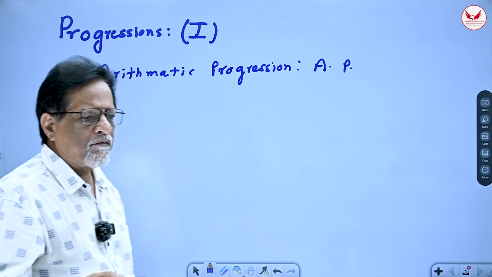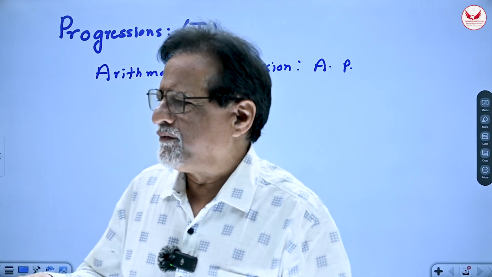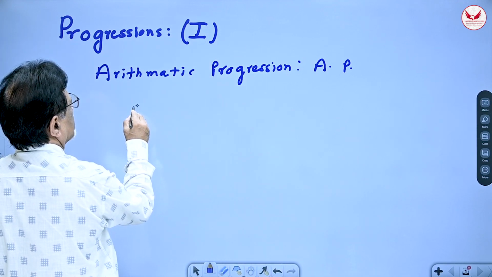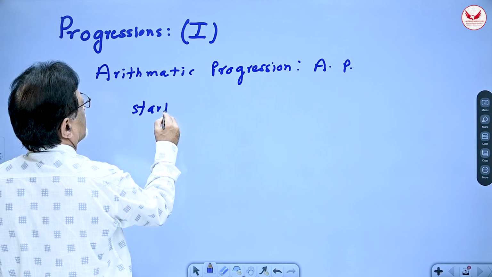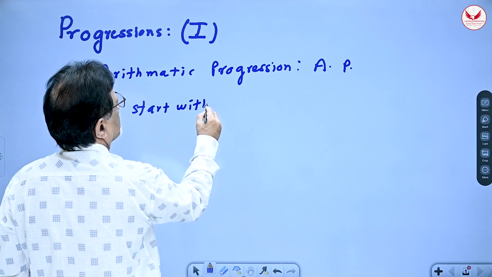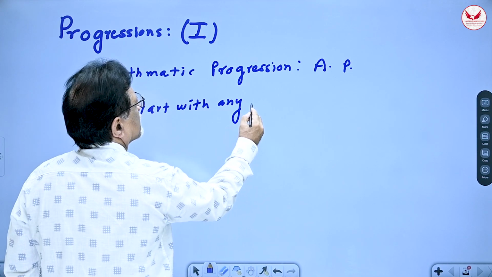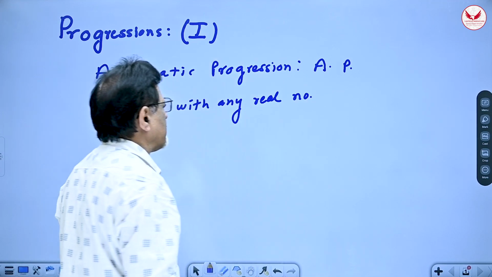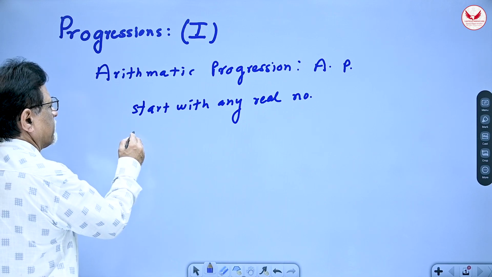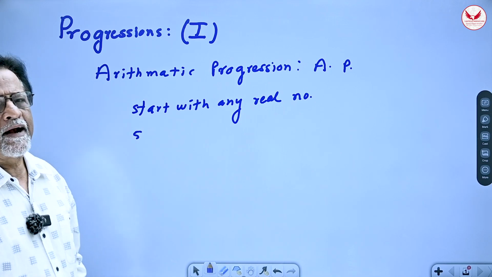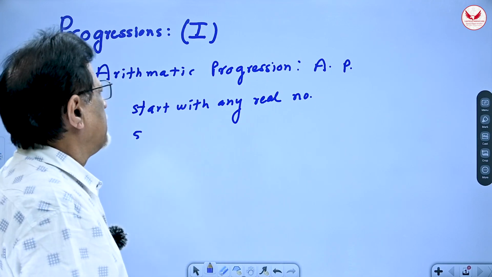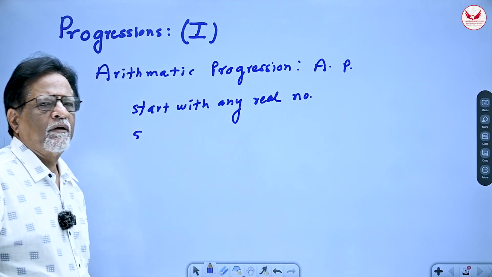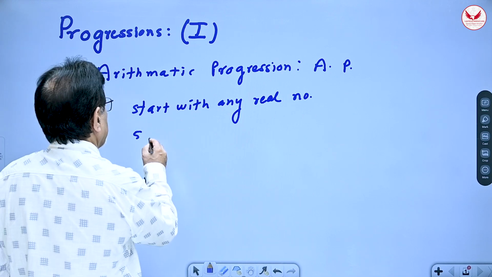Now, how is this sequence created? Actually, it's very, very simple. You start with any real number. Let us say 5. Fine. And go on adding the same number. Choose any other number. Say 3. Okay. So I have selected 3. So I keep on adding 3 to this.